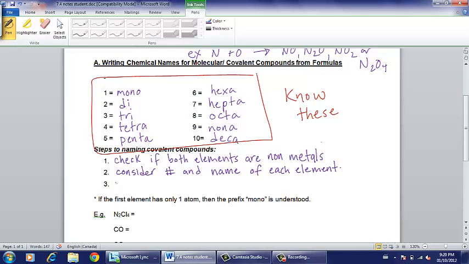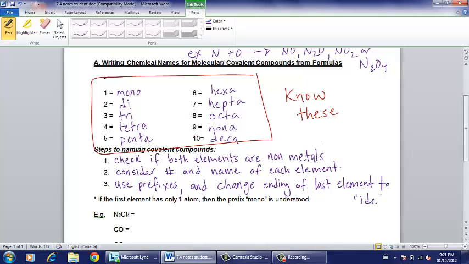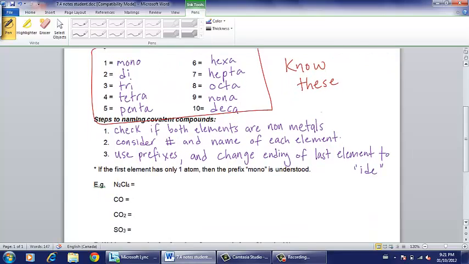You need to use prefixes to indicate how many there are, and change the ending of the last element to "-ide".